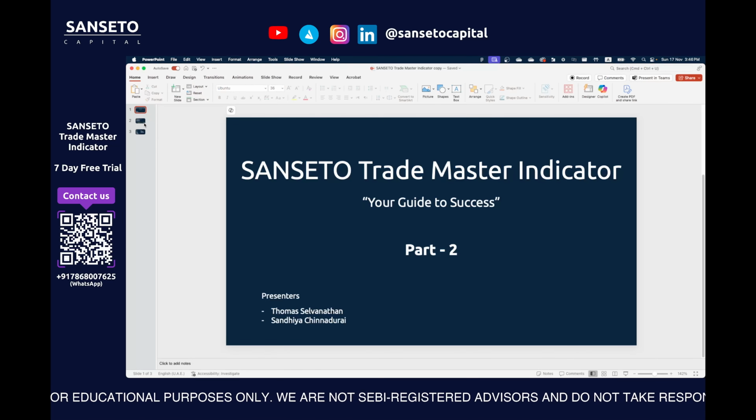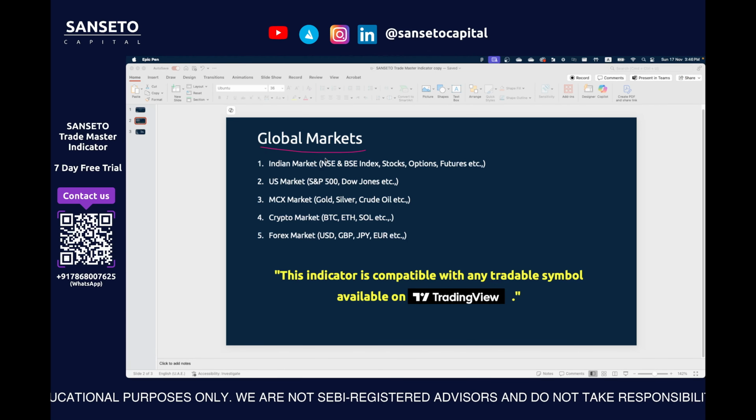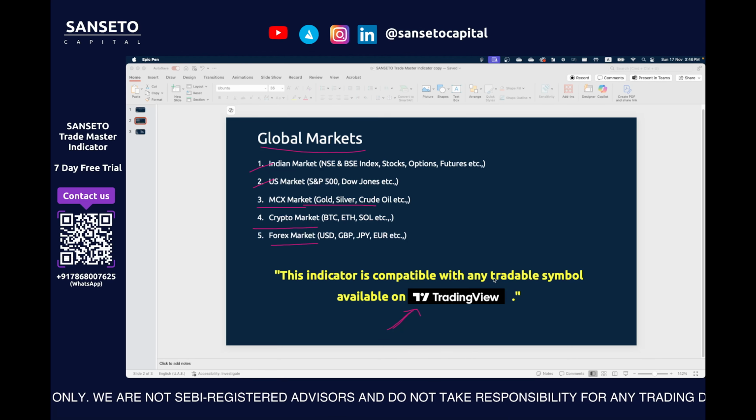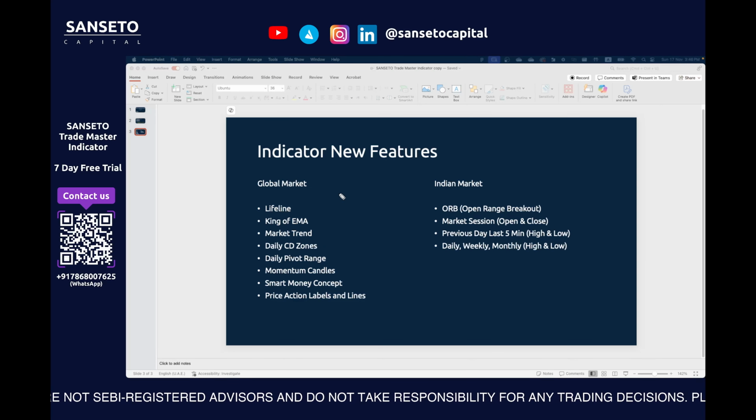And as we know, our indicator will work in all the global markets. You can apply it in the Indian market, US market, MCX, all the metals, other coins, crypto markets, and forex market. What do you literally need? You just need a trading account, and if any tradable symbol is available in TradingView, you are able to use them.